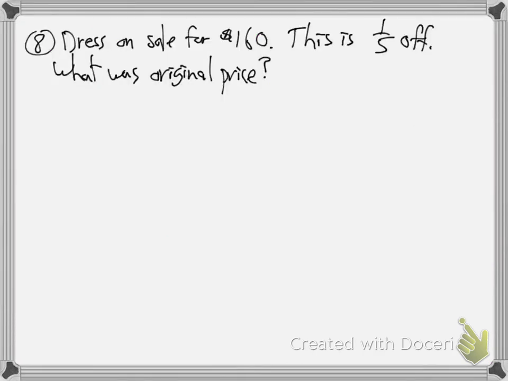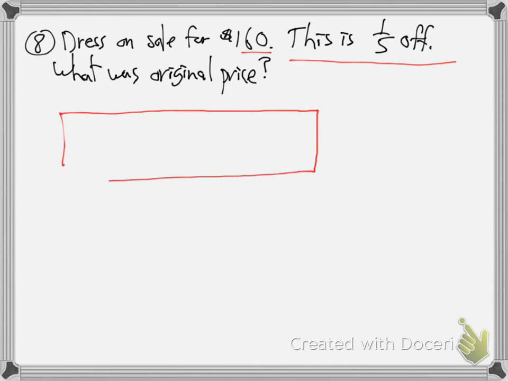Okay, so here we have another fraction problem. The dress is on sale for $160. That sale price is 1/5 off. What was the original price? So again, I'm going to draw a big fraction bar. Fifth. So I'm going to make a fifth. 1, 2, 3, 4, 5. So 5 even sections.